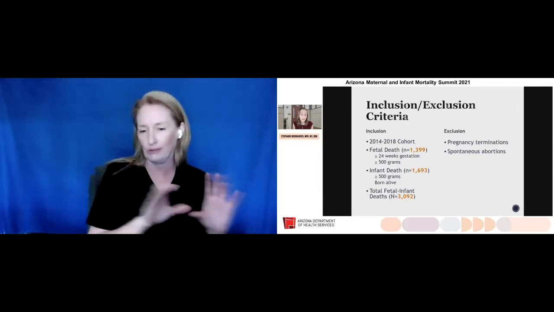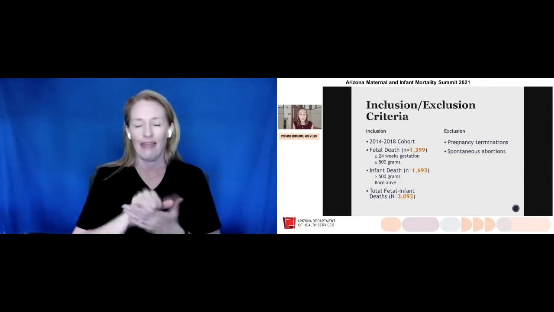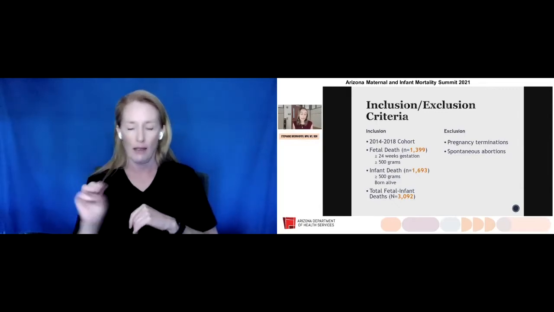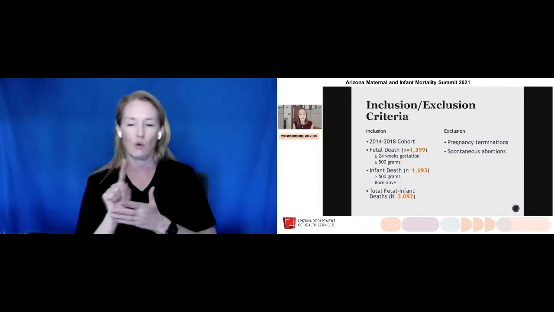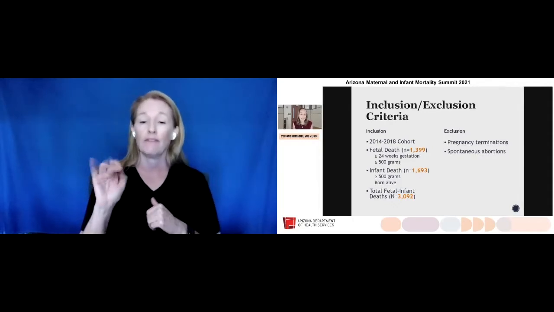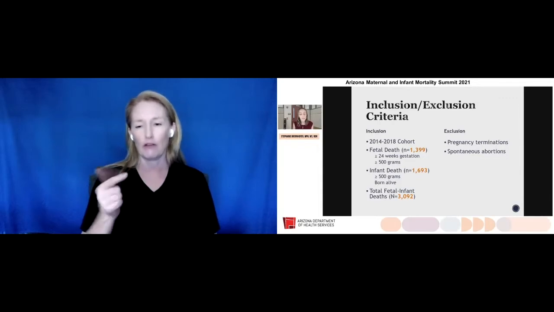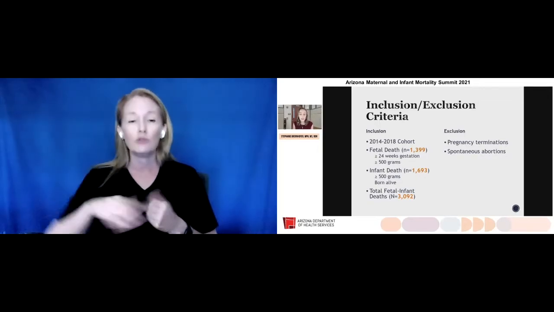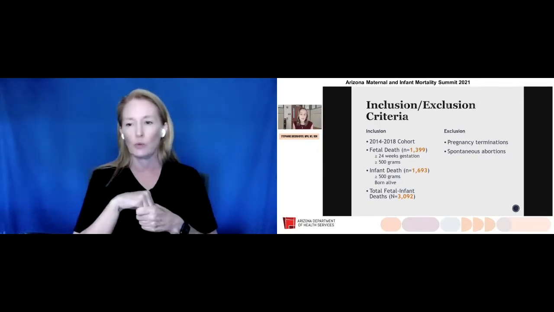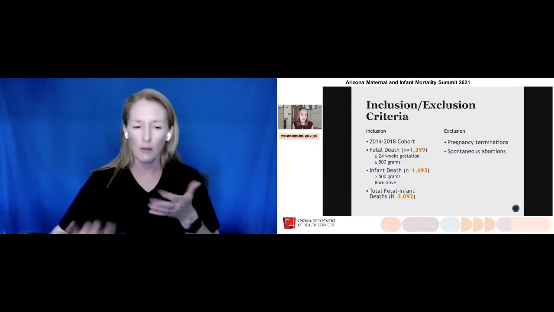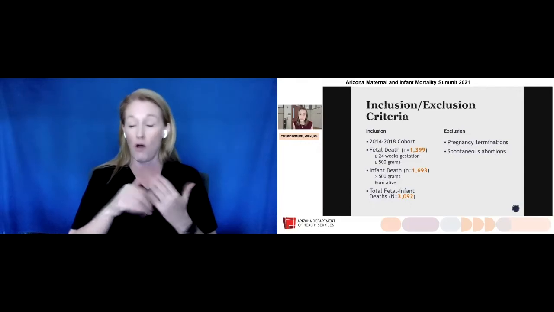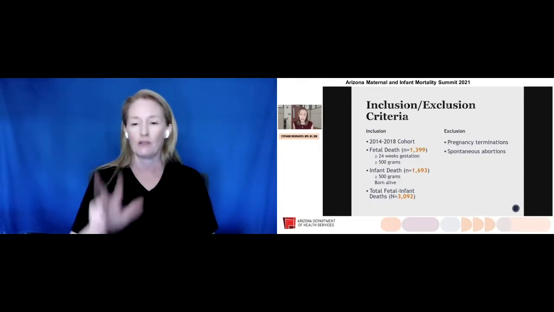And for a fetal death to be included, it needed to be at least 24 weeks gestation and 500 grams or more. And then for an infant death, they needed to be 500 grams, and then to be classified as an infant death versus a fetal death, these infants were born alive. In terms of exclusion, we did not include instances where the pregnancy was terminated or instances of spontaneous abortion. So after all of this, we ended up analyzing 3,092 fetal infant deaths from 2014 to 2018.